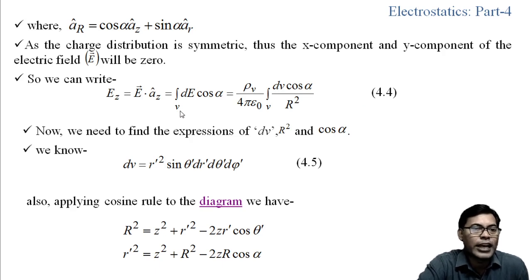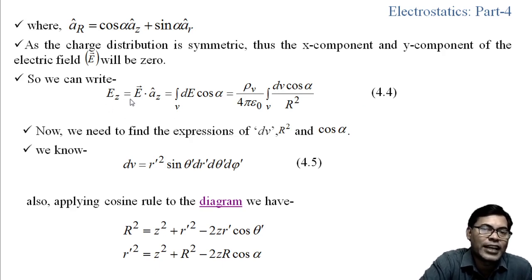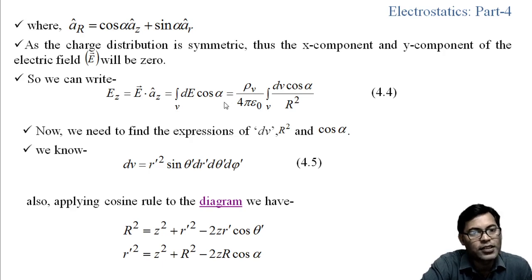So here that is why we have written Ez equals E vector dot Az, that can be written as the volume integral of dE cos alpha. Putting the value of dE, we get rho v by 4 pi epsilon naught times the volume integral of dV cos alpha by r square. Now we need to find the expressions for dV, r square and cos alpha.